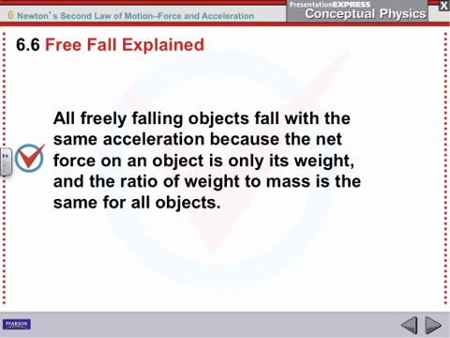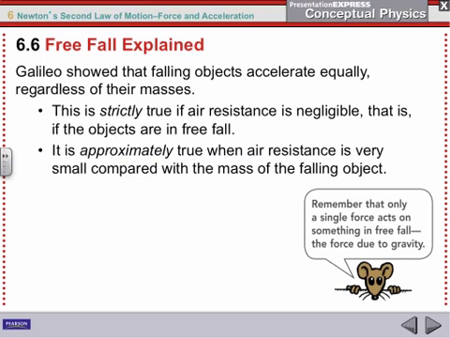All right, section 6 was talk about free fall. And we'll get back to Galileo. And if you were in our lit class, we've talked about this already. But if we talk about objects that fall, they accelerate equally due to gravity.